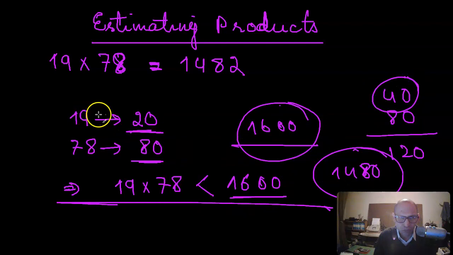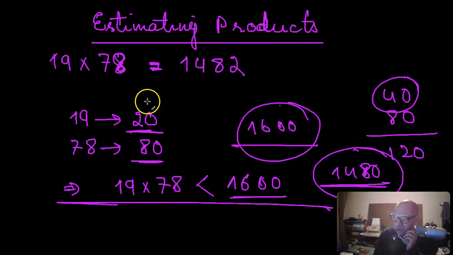And also, 19 is the same as 20 minus 1, so 1 times 78 would be something around 80, and 40 and 80 is 120. 120, if you subtract from 1600, you would get essentially 1480, right? And the actual answer would be 1482, right? So based on the numbers, I can tell that the product of 19 and 78 is less than 1600 and very close to 1600, right? So that's how you can estimate.